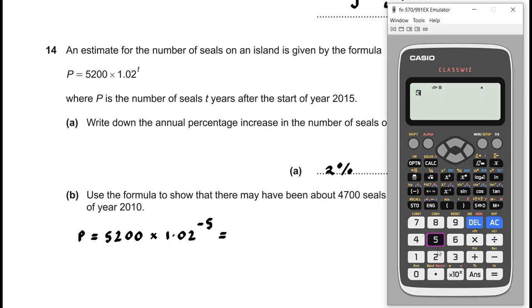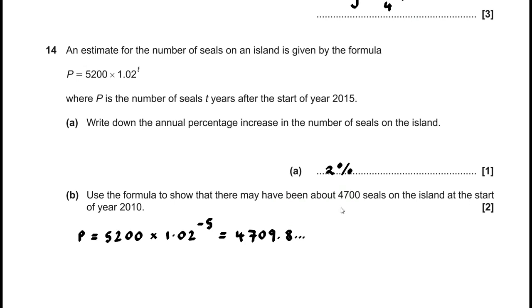So if we work this out, we get a value of 4,709.8, etc. And therefore, this is approximately 4,700. And that's exactly what we wanted to show.